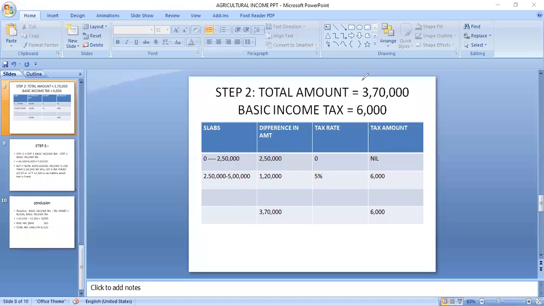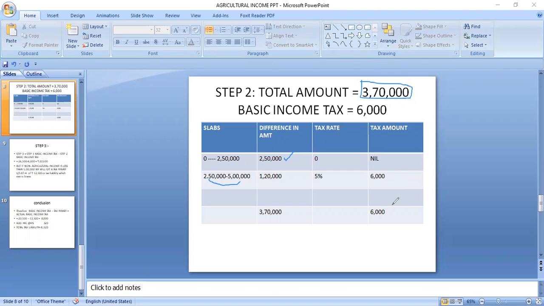Now, this is the total amount on which we have to calculate basic income tax. The first category, 2.5 lakhs, you have to reduce from 3.7 lakhs. In the second category, how much is remaining? 1,20,000. Because the 3.7 lakh comes in the second category, that means between 2.5 and 5 lakhs. So the remaining amount is 1,20,000, and calculating 5%, you get 6,000. So basic income tax according to step 2 is 6,000.